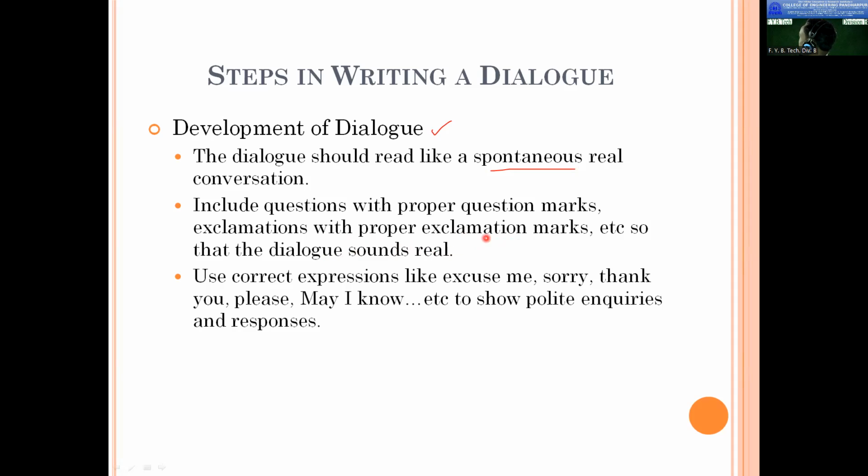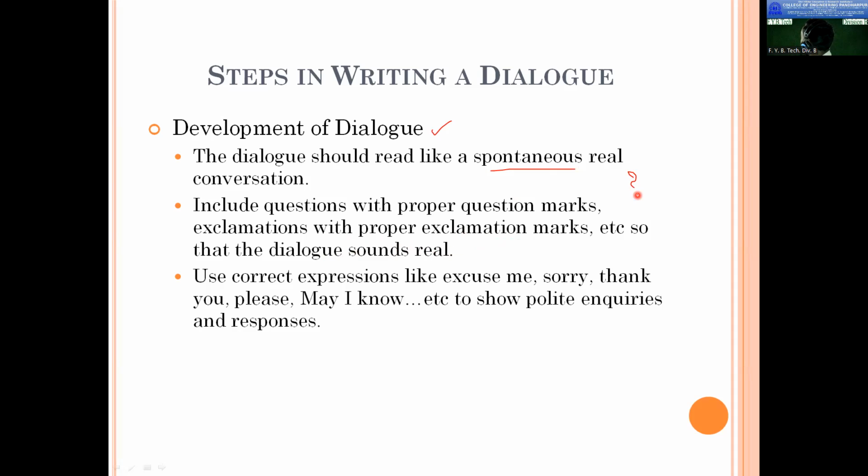While orally there is no question mark that we are using, in tone you can use it, but in writing you have to use a question mark. Whenever you are asking a question, it has to be noticed that at the end there is a question mark. If you are making a statement, at the end there is a full stop.